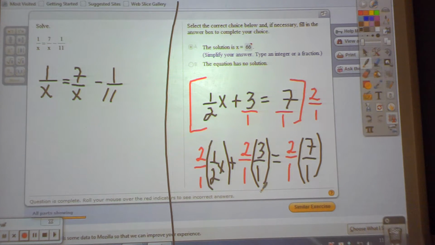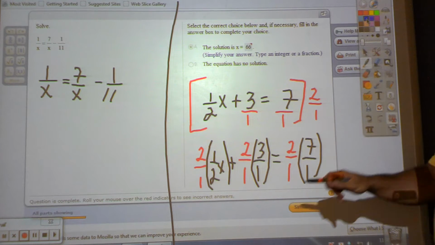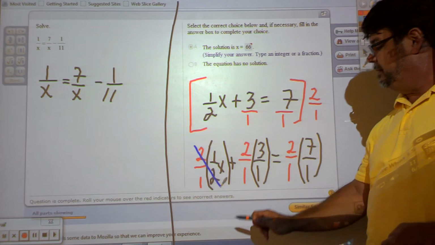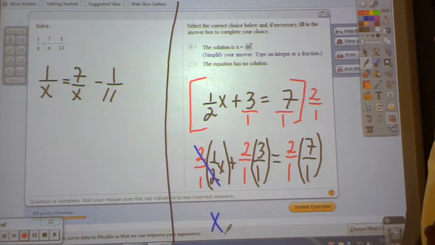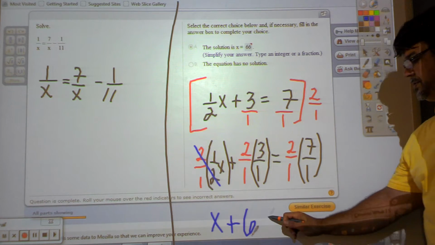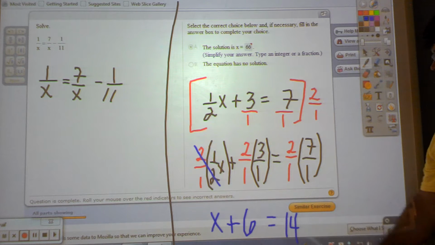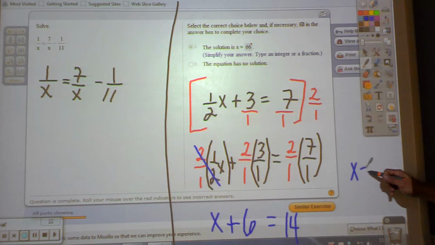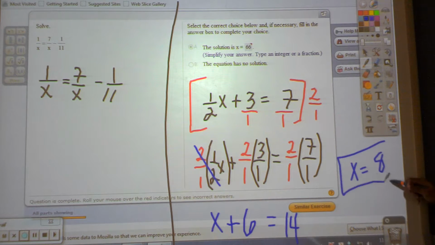And what happens to the 2's? They cancel, and it leaves you with a nice what? 2 times 3 is 6, equals 14, and x is equal to... same thing you're going to do over here.